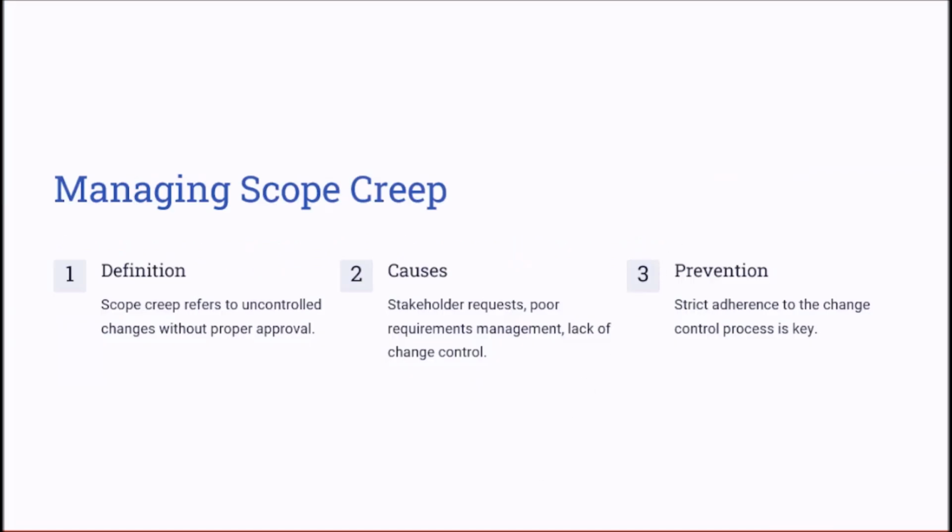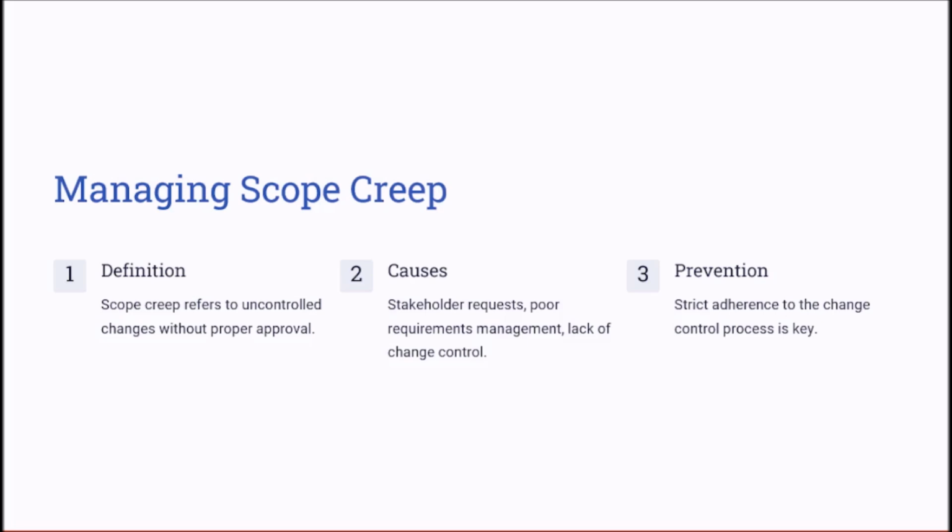Scope creep and how to manage it. Scope creep happens when changes are added informally without a proper evaluation. Also, it refers to uncontrolled changes without proper approvals. The causes of scope creep are stakeholder requests that are not documented, or not formally assessed for their impact on the project, and adding these requests to the project without control. Also, poor requirements management and lack of change control. Preventing scope creep requires strict adherence to the change control process.